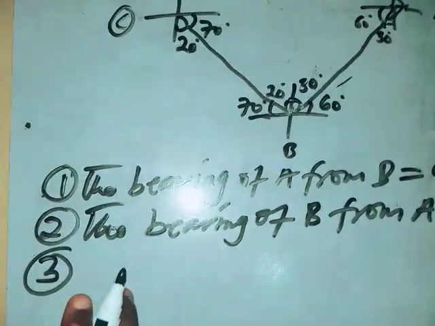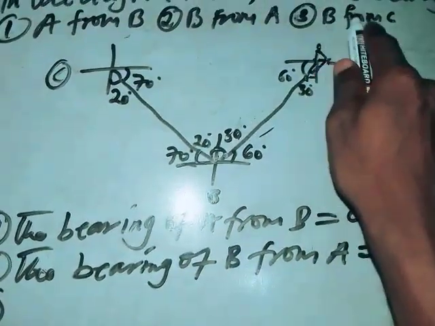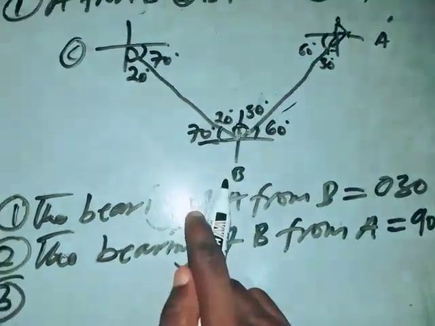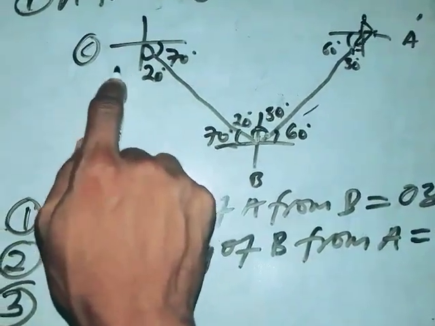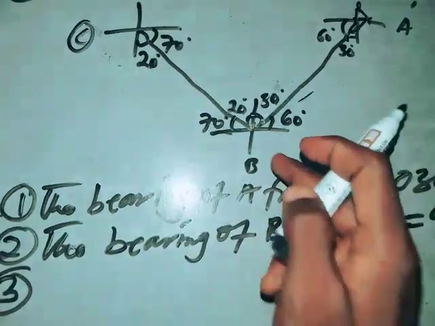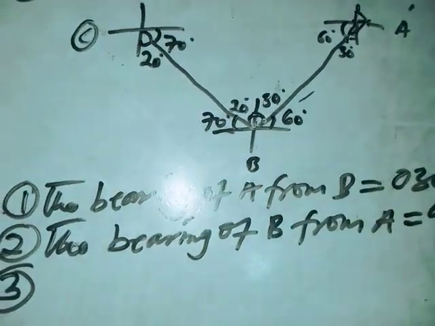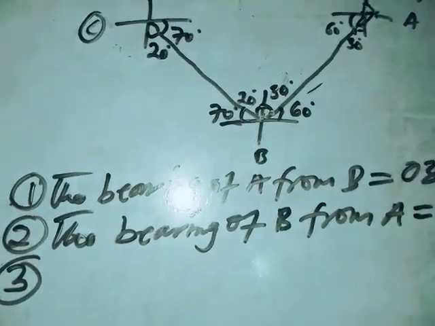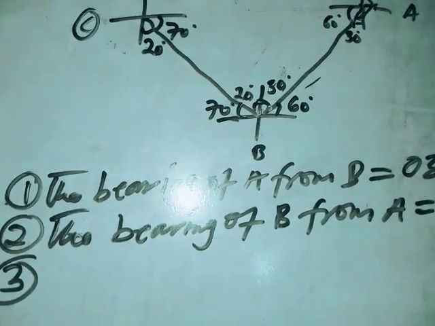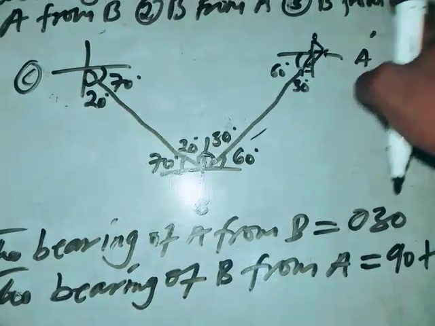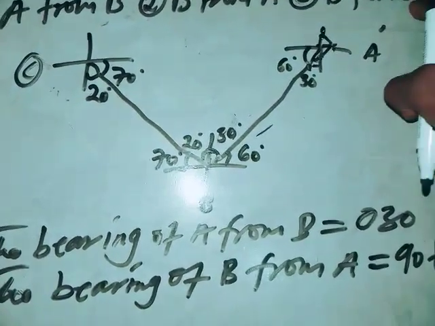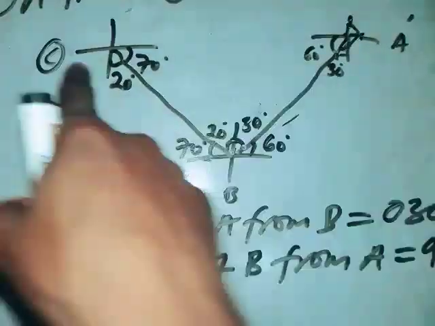Now the question says that we should find the bearings of B from C. So that means if we are finding the bearings of B from C, we are going to start at the point of C to find their bearings, not from B. Remember, we always stand in the second angle, in the second point to find the bearings of any point given. So since they asked us to find the bearings of B from C, so it is C, the second point given, that we are going to stand and find their bearings.